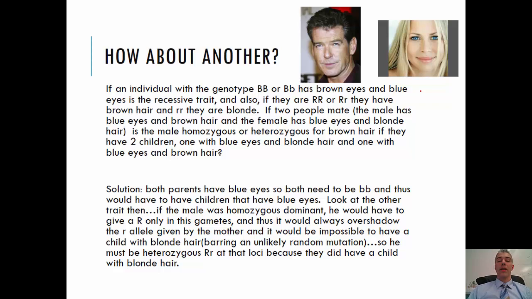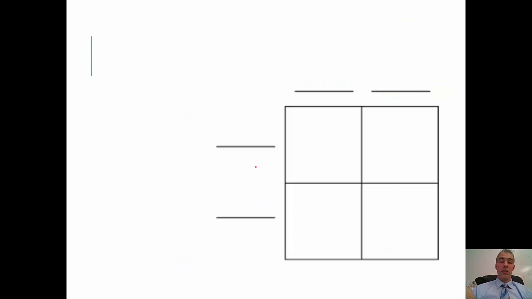So the first thing we got to know, they both have blue eyes, so they both have to be little b, little b. Now we want to figure out, is he big R, little r, or is he big R, big R? She has to be little r, little r, little b, little b, because blonde is recessive and blue eyes are recessive, and that's what she has. But we're going to figure out what he is. Because they're both little b, little b, they have to have blue eyes, and both children had blue eyes, so we don't have to worry about that.